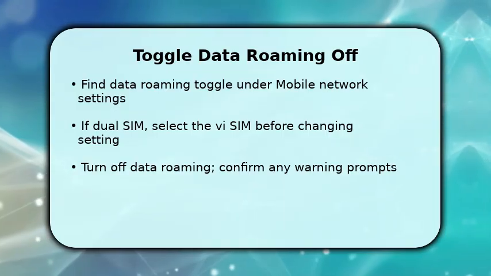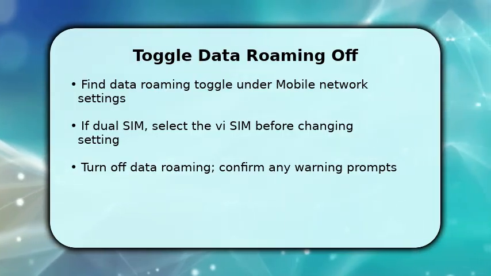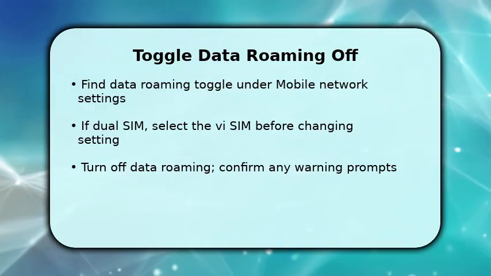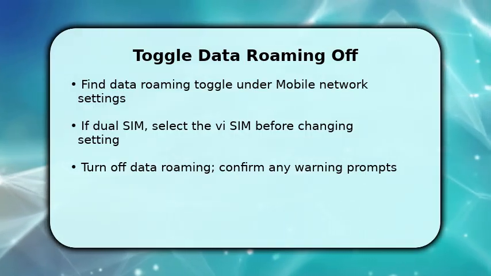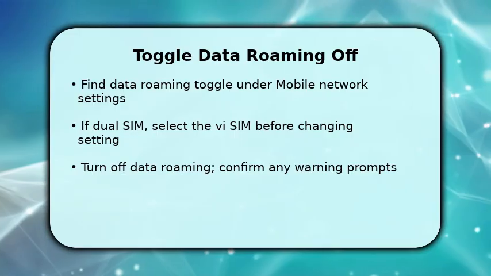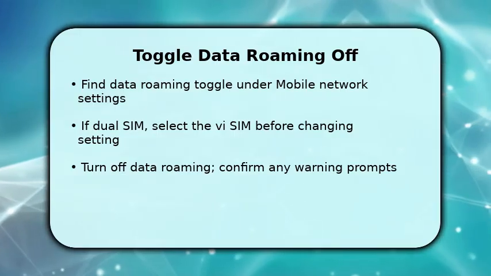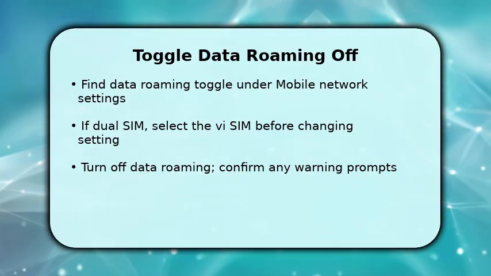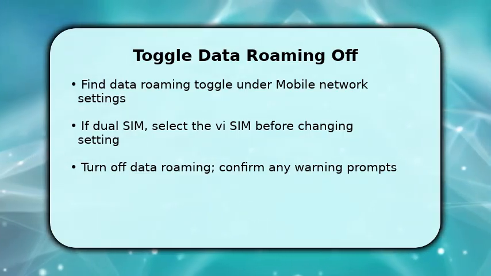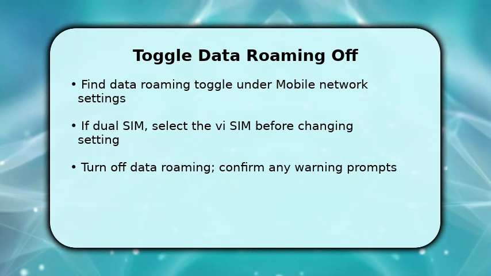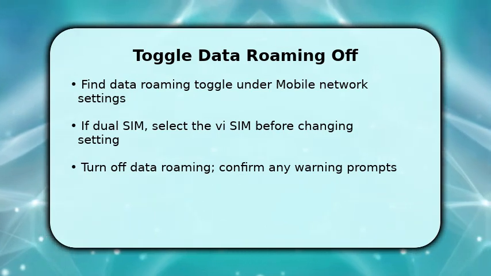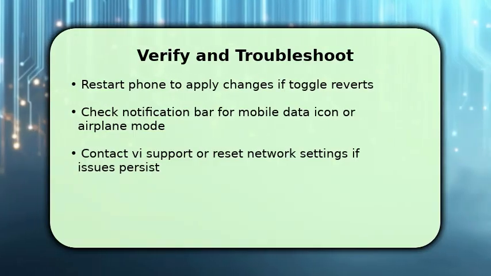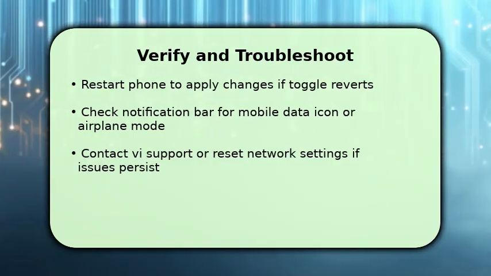If your phone uses two SIMs, make sure you select the Roman 6 SIM first, because toggling the wrong SIM won't help. Then switch data roaming off, tap the toggle, and when a confirmation or warning appears, accept it to apply the change. This step stops your device from using VI's roaming connections and prevents surprise international or out-of-network data charges. Finalize by verifying that data roaming is reported as off in the same mobile network screen.